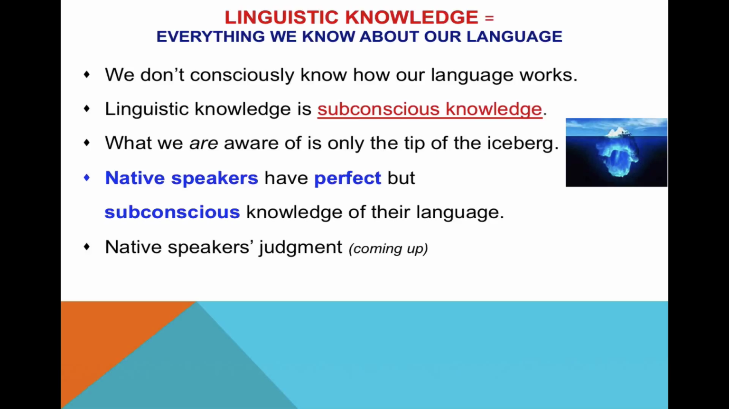You have been applying the rules of English negation since you were 2 years old, but you don't consciously know them. You cannot just rattle them off. So linguistic knowledge, everything we know about our language, is subconscious knowledge. You have it, but you cannot consciously tap into it. If you are a native speaker of a language, you are perfect. You have perfect but subconscious knowledge of your language.